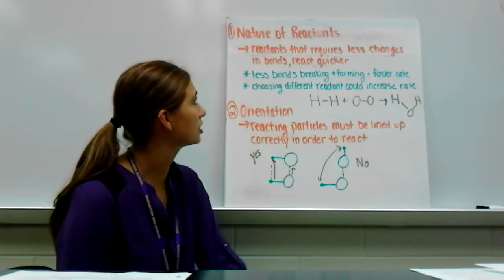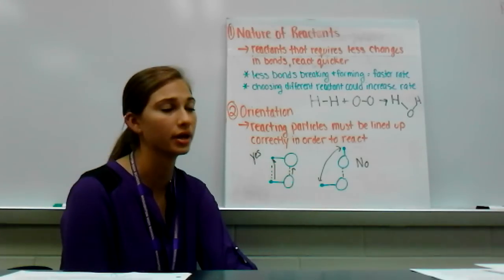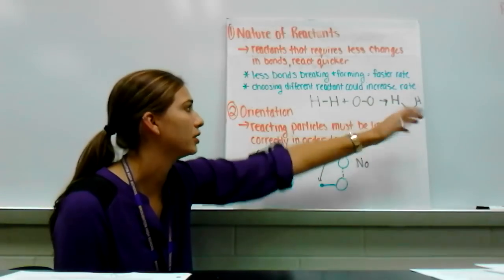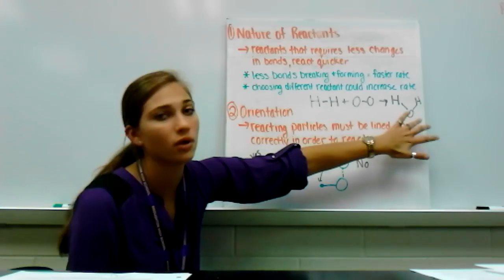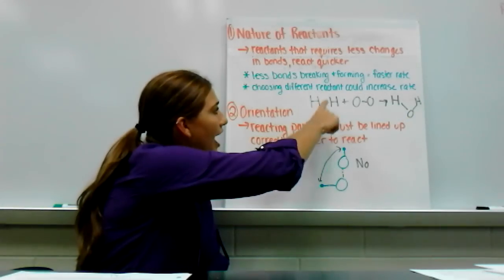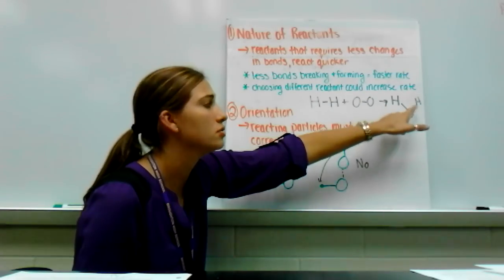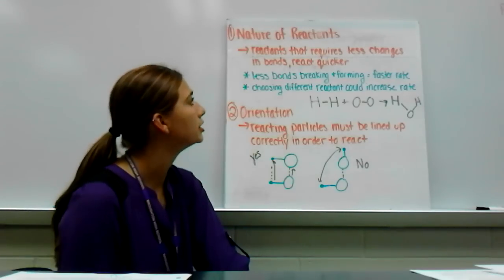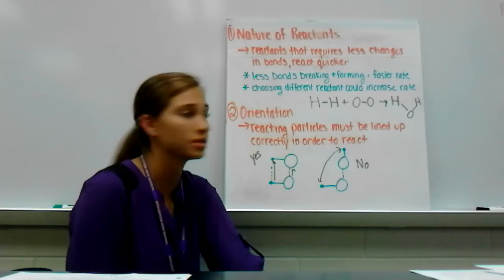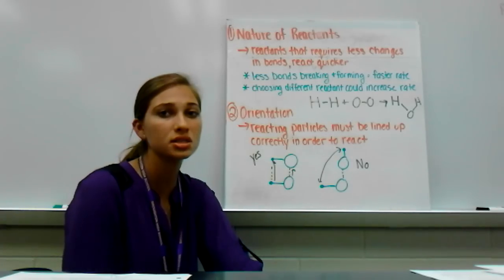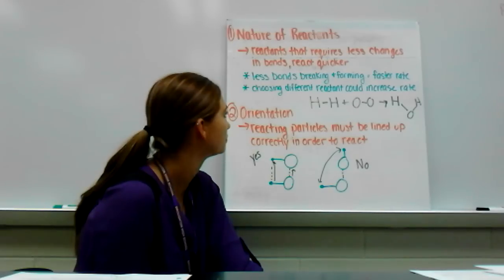Okay, so the first one's the nature of the reactants. Reactants that require less changes in bonds react quicker. So here I have up an example. Say if we were using hydrogen to react with oxygen to form water. Here we have 2 bonds that we'd have to break in order to form 2 completely new bonds. So basically, the fewer bonds that you have to break or form means the faster the reaction. Also, choosing a different type of reaction could increase your reaction rate as well.